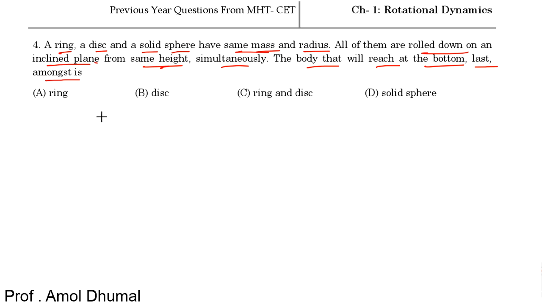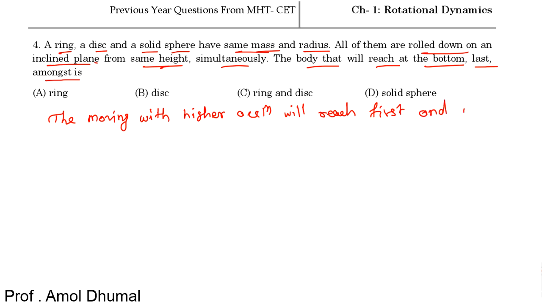So here one clue is that the body moving with higher acceleration will reach first, and the body with least acceleration will reach last. So we have to find out the body with least acceleration.